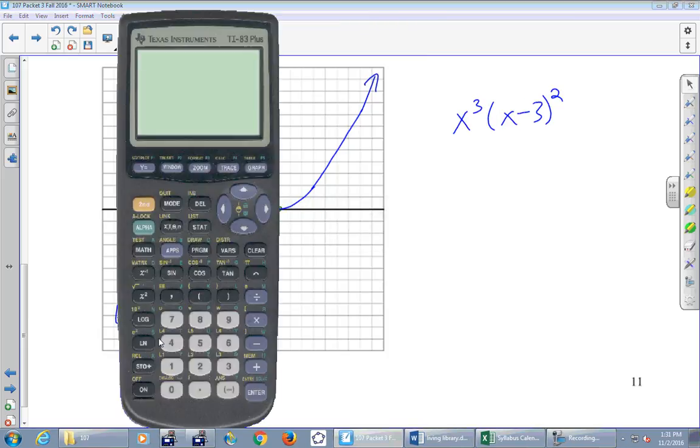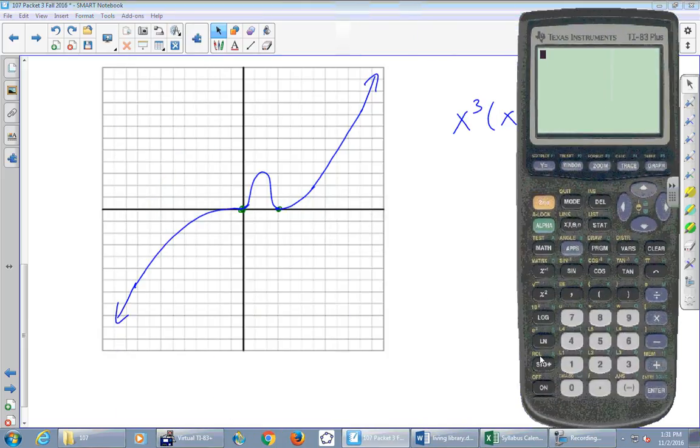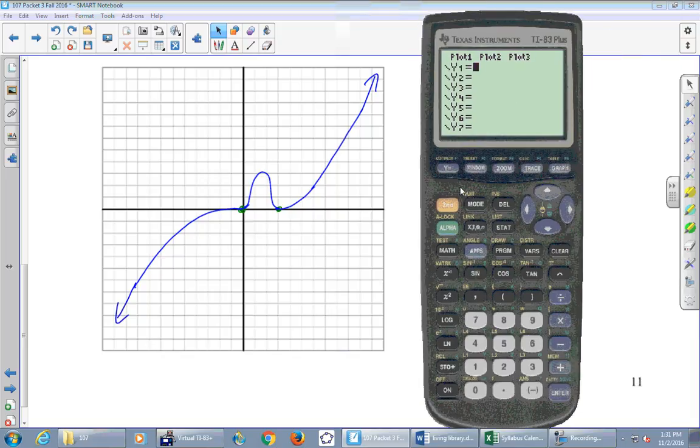Okay, and then the last thing we'll do here is just check on the graphing calculator. You don't need to do this in general, but I just wanted to see how close we were. What was it? X to the 5th minus 6x to the 4, and then plus 9x to the 3rd. Okay. Zoom 6. What do you think?